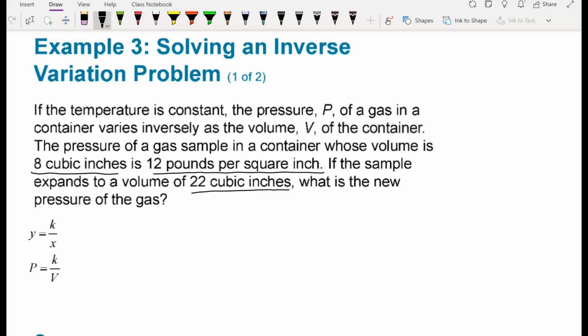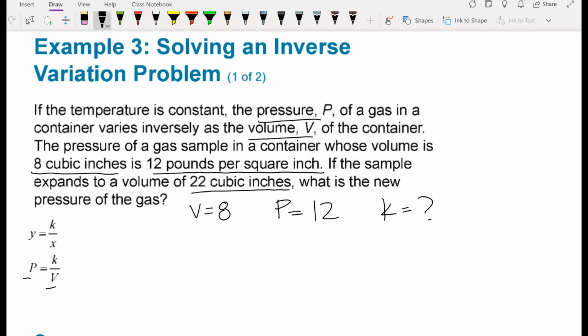So, P is the pressure, and V is the volume. So it says volume is 8 cubic, and that's the hint too. Cubic is volume because volume is like to the third power when we're solving. So volume, and then P is the pressure, so 12. So now we want to find K.